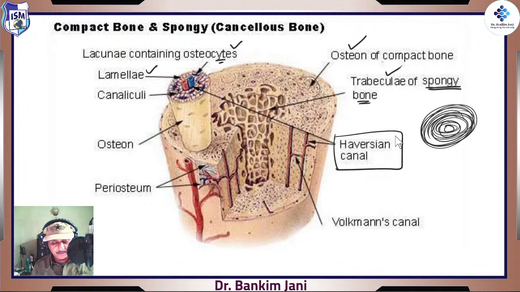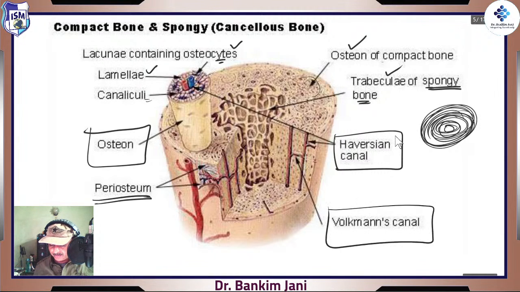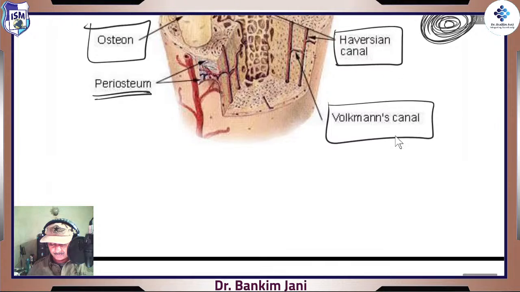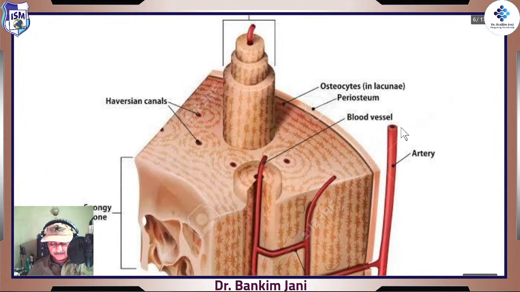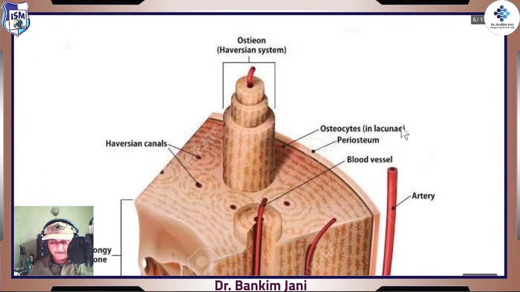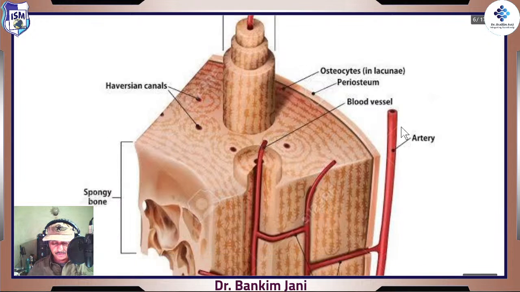The osteocytes maintain the bone, and in between there will be canals. This whole unit is called the osteon. And like fascia covers, here it is covered with periosteum. Blood vessels will be in this Volkmann's canal. Let's see it in more detail, right? So that is the osteon.